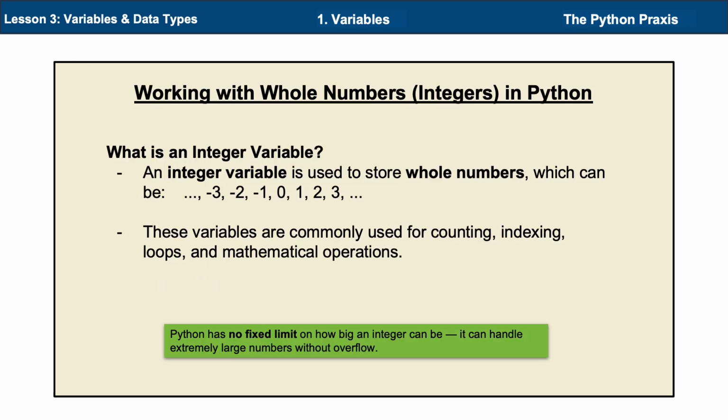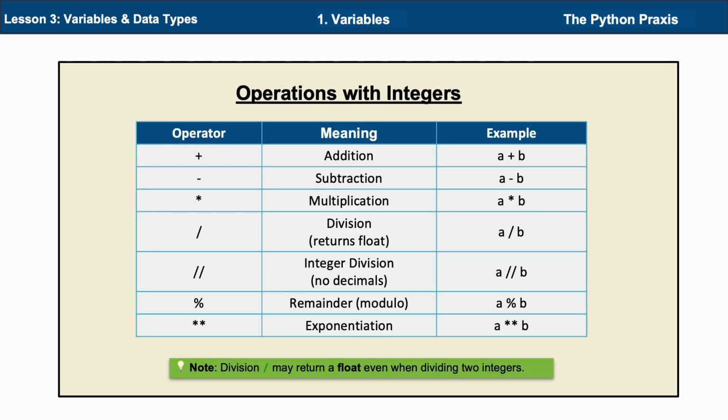Now let's talk specifically about integers. Integers represent whole numbers. They're ideal for counting, indexing, or looping. Interestingly, Python can handle integers of virtually unlimited size, so you'll never run out of room. In Python, we can perform basic arithmetic with integers, like addition, subtraction, multiplication, and division. We also have special operators, such as integer division symbolized with two forward slashes, remainder of integer division called modulo, symbolized with %, and exponentiation, symbolized with **. Just remember, regular division will always give you a float, even if you divide two integers.